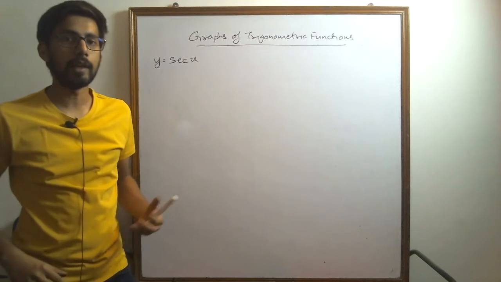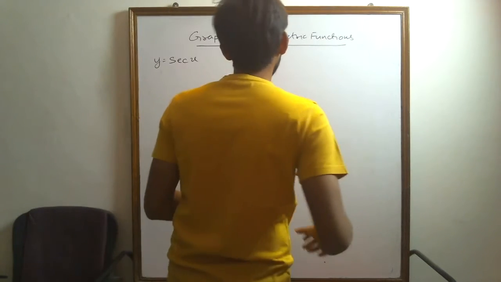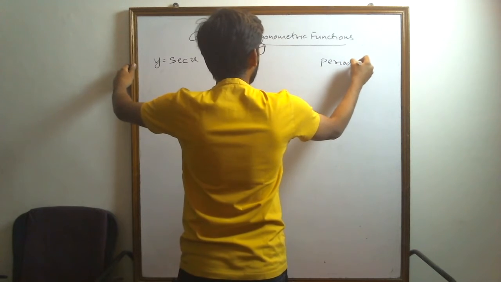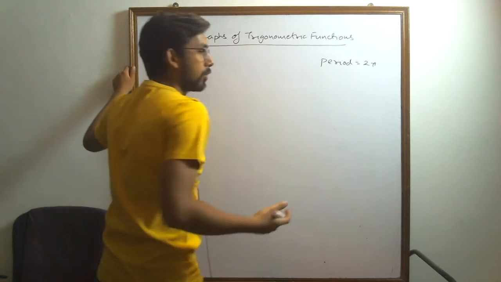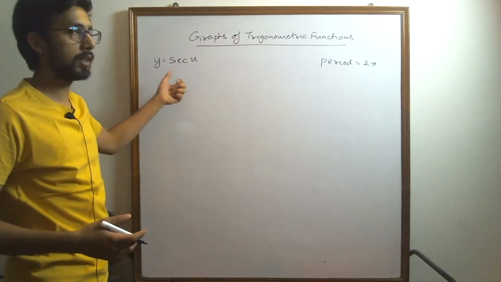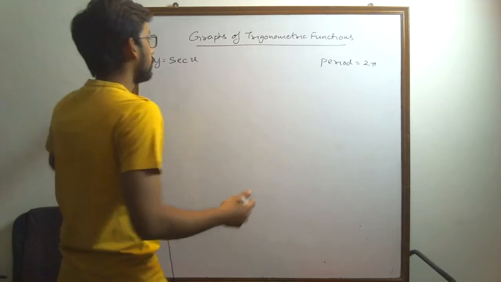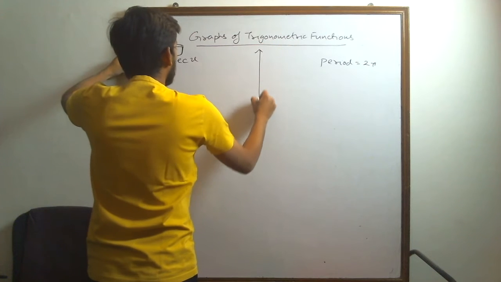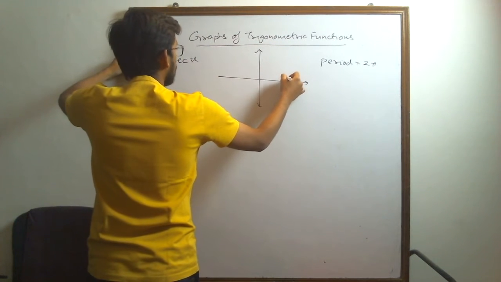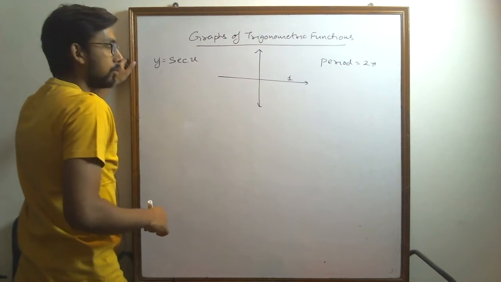Alright, let's look at the next function, which is y is equal to sec x. The period of this function is also 2 pi, as it is just the reciprocal of cos x, so whenever values of cos x repeat, value of sec x will also repeat, so period is 2 pi. If you look at the coordinate plane, cos x is equal to 1 when angle is 0.